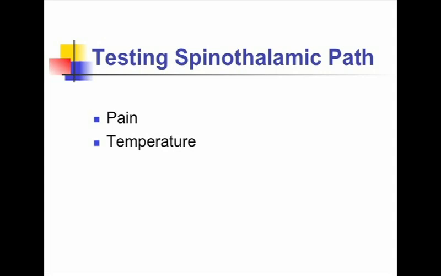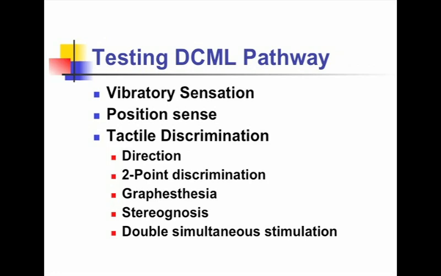The spinothalamic system is examined by testing pain and temperature. The dorsal column-medial lemniscus system is examined by testing vibratory sensation, position sense, and discriminative sensation. Now, discriminative sensation must have not only an intact dorsal column medial lemniscus, but also intact parietal cortex. The tests that we use for discriminative sensation include tactile direction, two-point discrimination, graphesthesia, stereognosis, and double simultaneous stimulation.